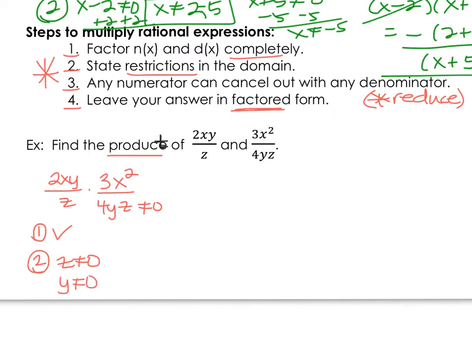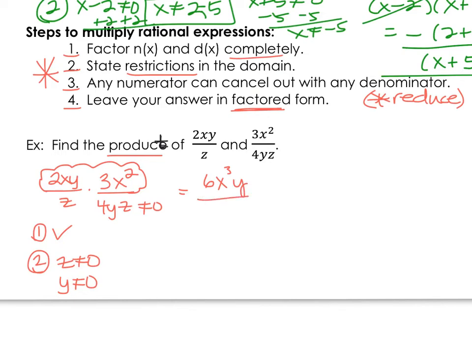Those are the restrictions in our domain. Step 3, any numerator can cross off with any denominator. So if I take a look at the numerator, I'm just going to group it all together. 2 times 3 is 6. X times x squared is x cubed. And then I have a y in the numerator.